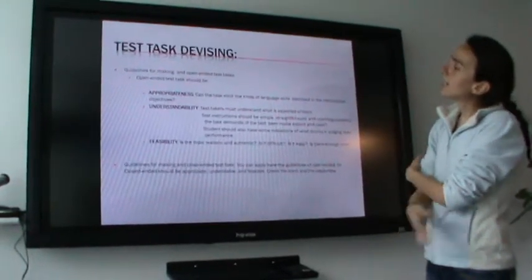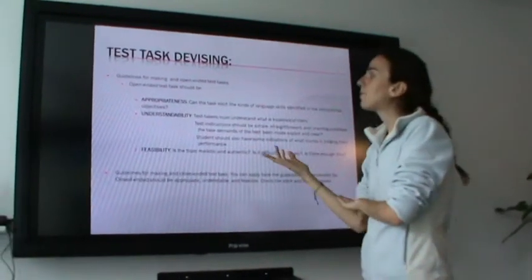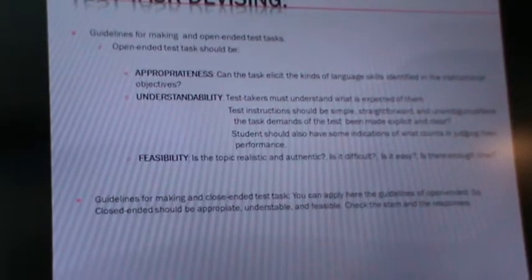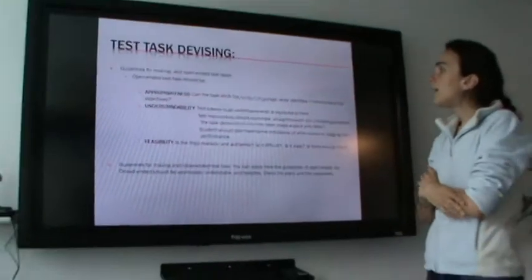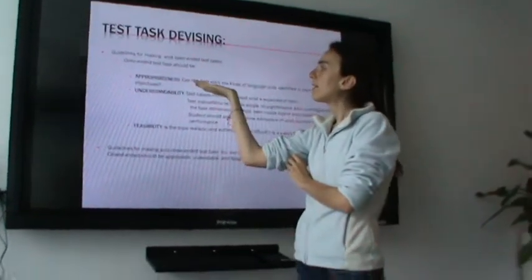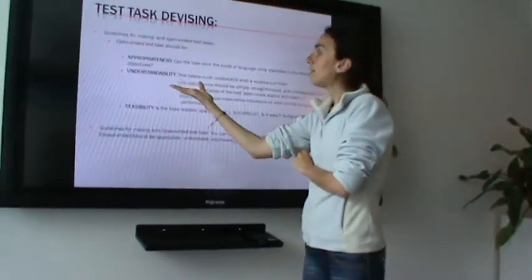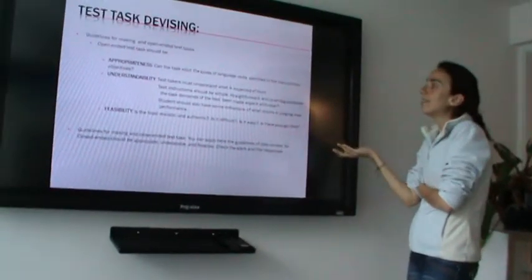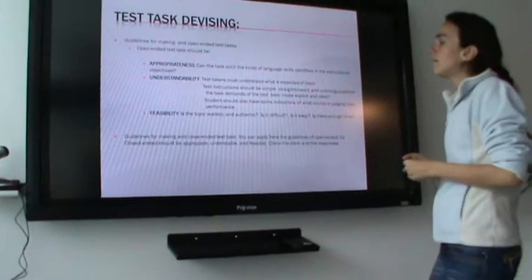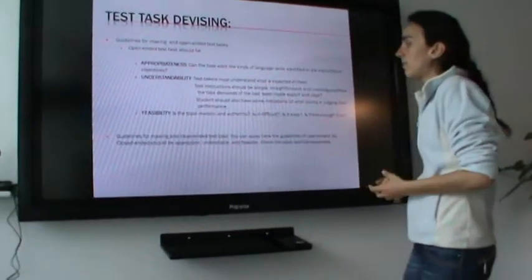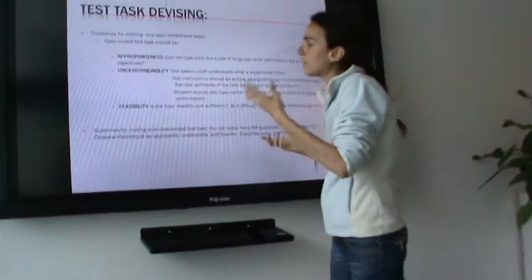There are some guidelines for making open-ended test tasks. They have to have appropriateness, understandability, and feasibility. Appropriateness means that they really elicit the topic, that the students can understand the task or what is expected from them, and whether the topic is realistic, difficult, or easy. You have to consider if there is enough time.